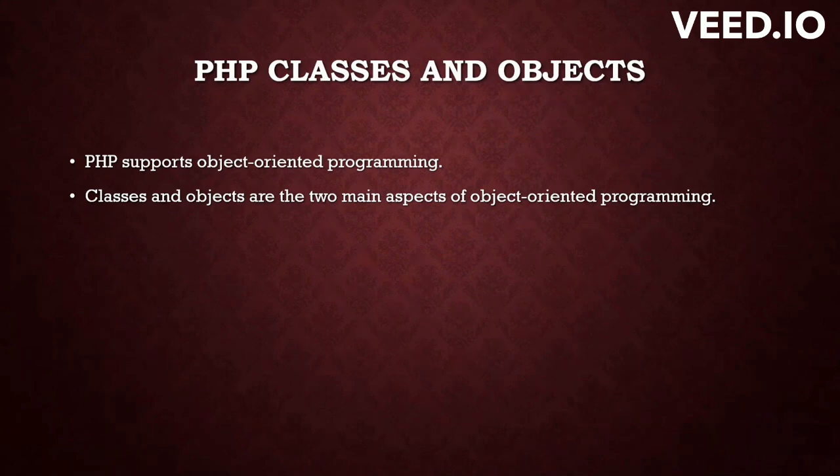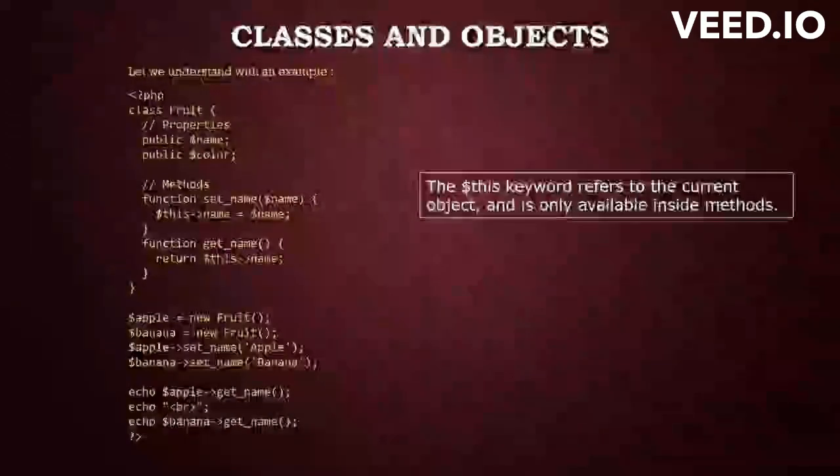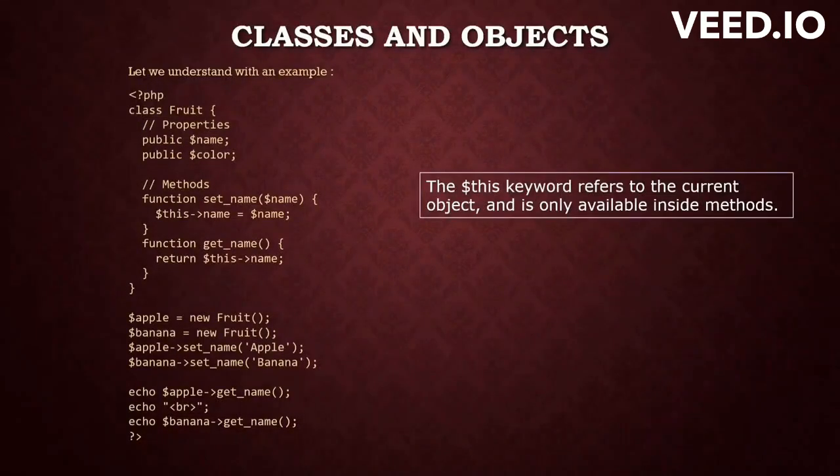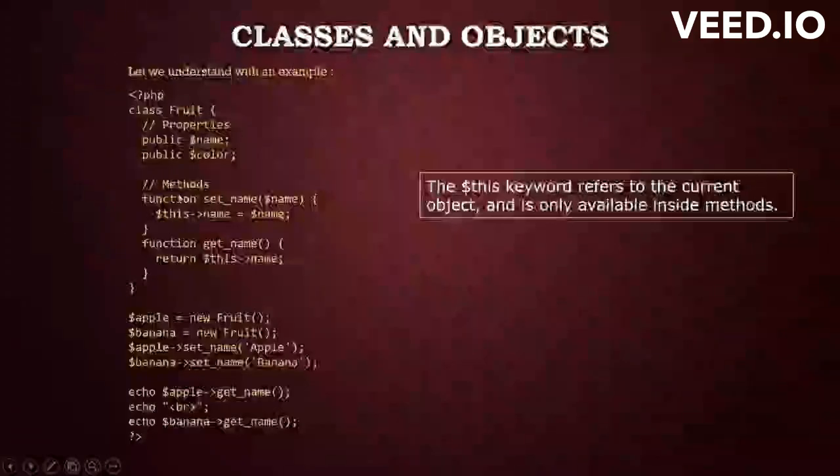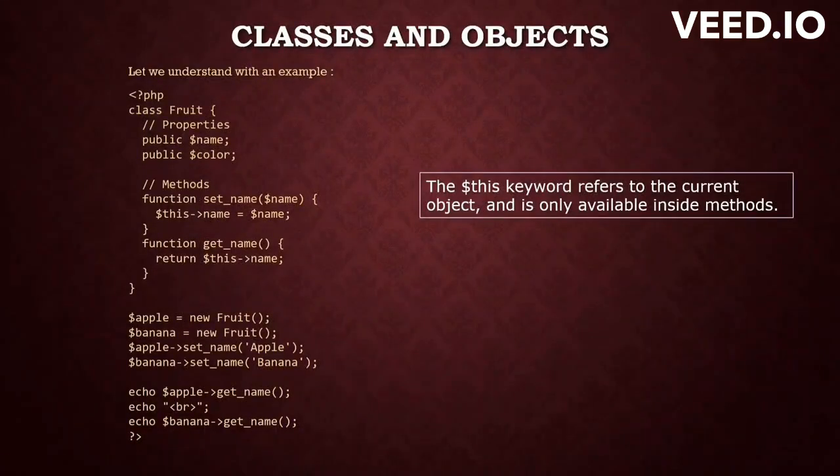Now PHP classes and objects. PHP supports object-oriented programming. Classes and objects are two main aspects of object-oriented programming. Let's see the example. Here all the code is written under PHP syntax. So here we define a class Fruit, and public $name and public $color are properties of that class. And next we create a method. A function is also called a method in object-oriented terms.